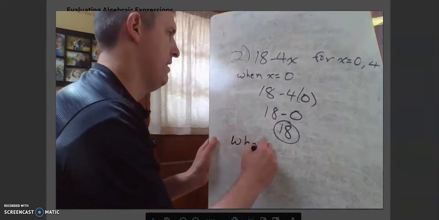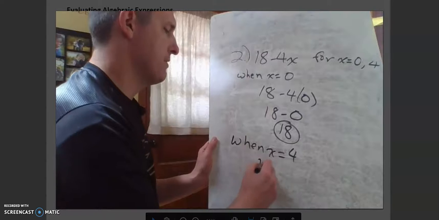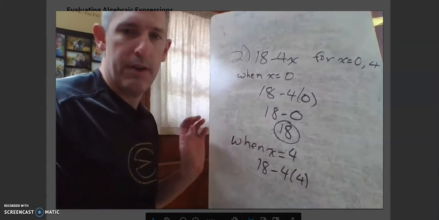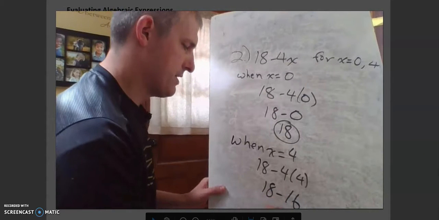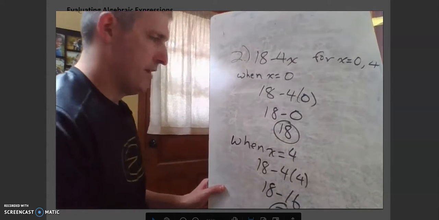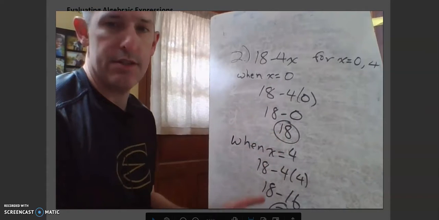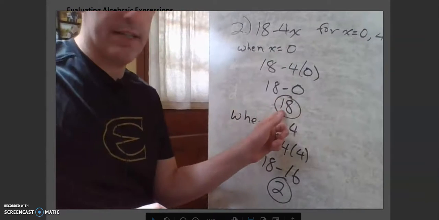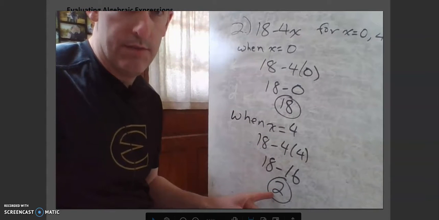But what about when x equals 4? So 18 minus 4 times 4 is what I need to figure out. So 4 times 4 is 16. 18 minus 16 is 2. Now look at that. When I change the value of x, my answer is going to change as well. So when x is 0, my answer is 18. When x is 4, my answer is 2.